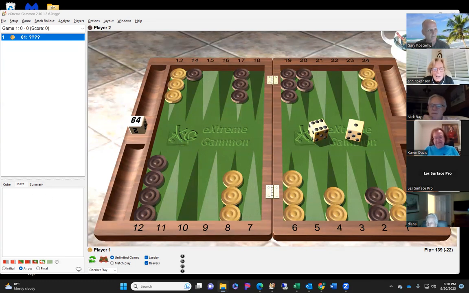Because he's already got an anchor. Black's already got an anchor on our 2 point. Okay. So it's hard to blitz if your opponent's already got an anchor. Right. Well, that's true.